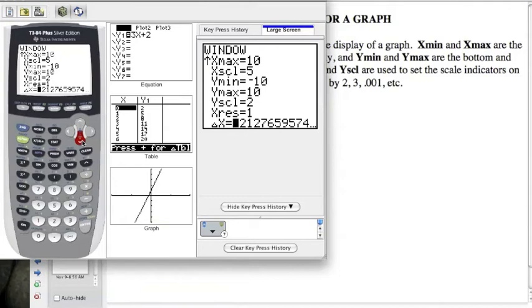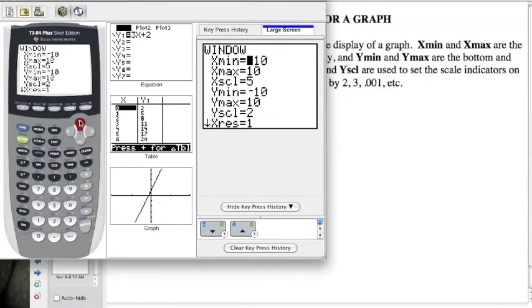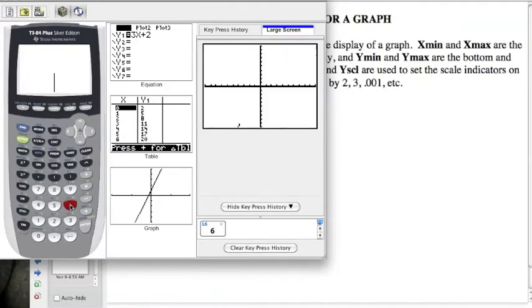Okay, so the last thing, the x-res and the delta x, we're not going to change those at all. We're just never going to bother with those. So the 6 things that you need to be concerned with are the x-min, the x-max, the x-scale, the y-min, the y-max, and the y-scale. So I'm going to zoom 6 to get back to our standard window, and there we are.